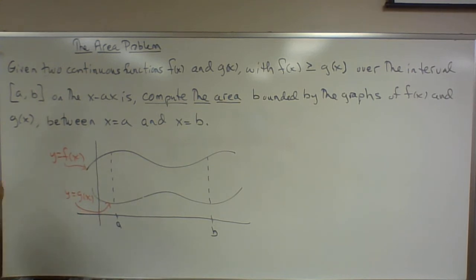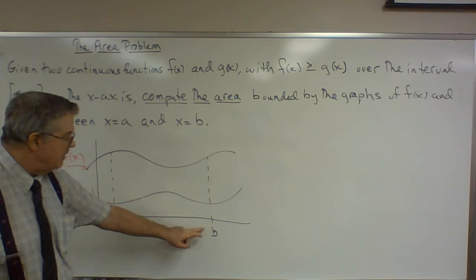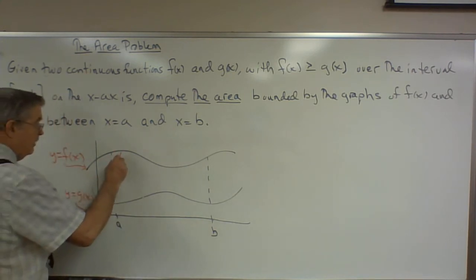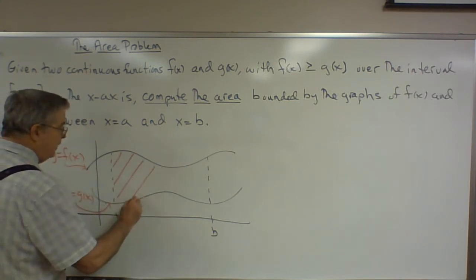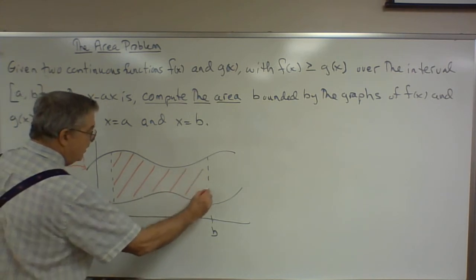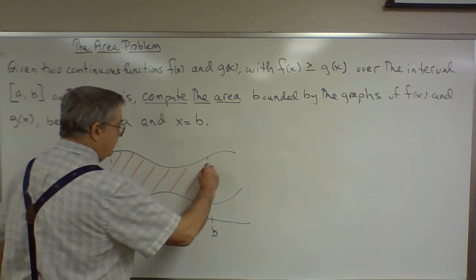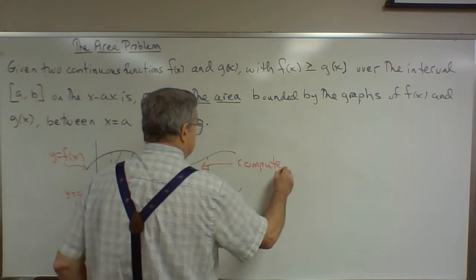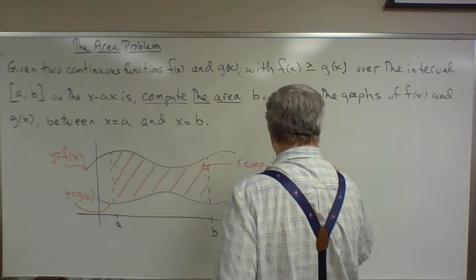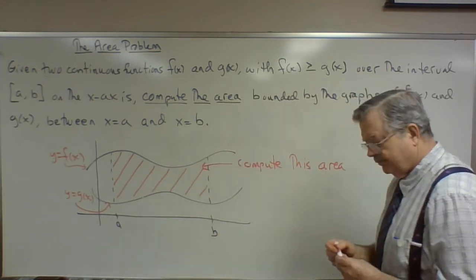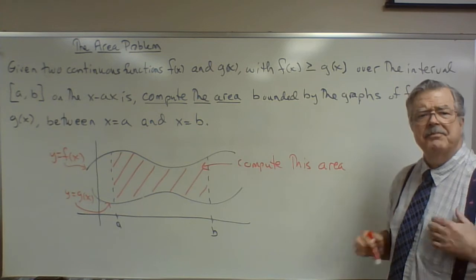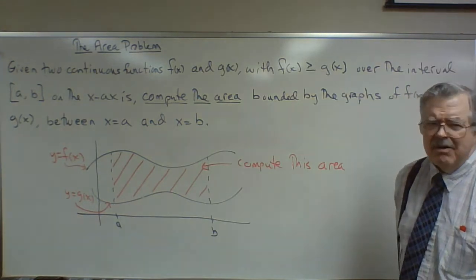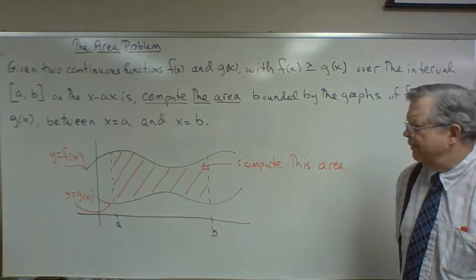And we want the area bounded by the graph of f of x and the graph of g of x between x equal a and x equal b. So this is the region whose area we want to compute. That's our goal. And you know, it's kind of a lofty goal.